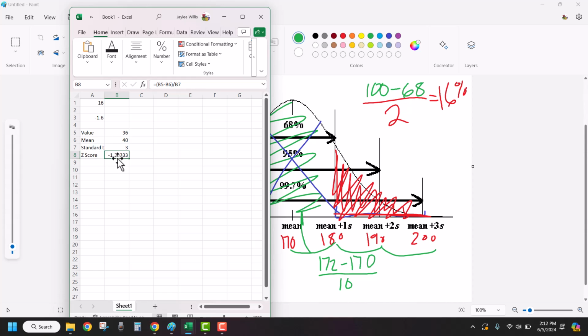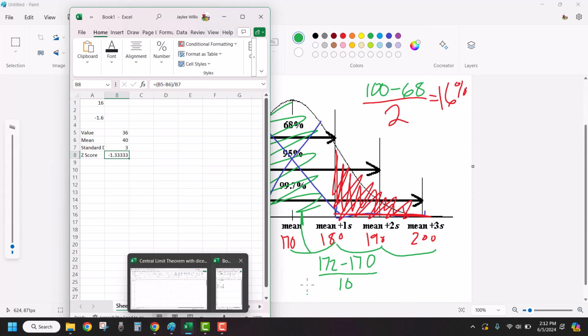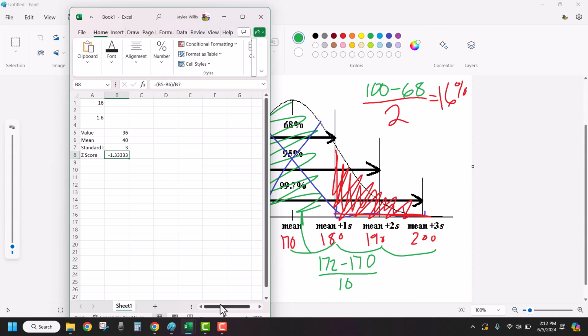But I kind of like doing it the second way because it makes it so that your spreadsheets are more versatile and you can use them from problem to problem. So that's the basic idea of how you do z-scores. So let me do an example of this from section 5.2.